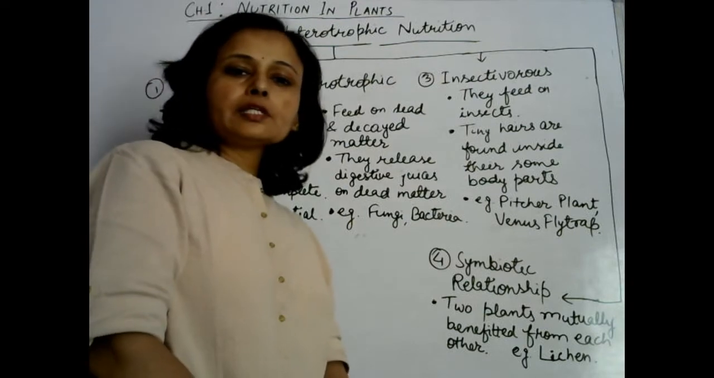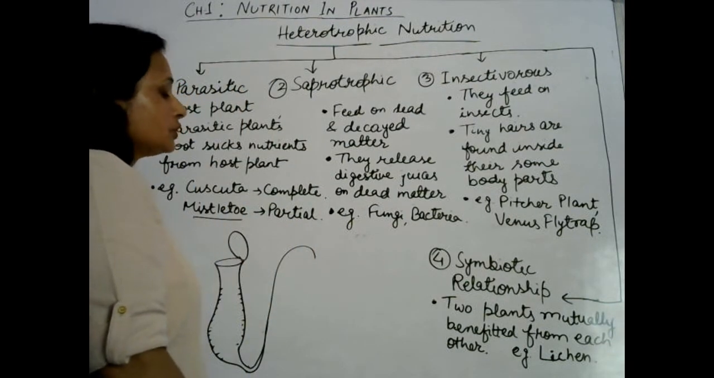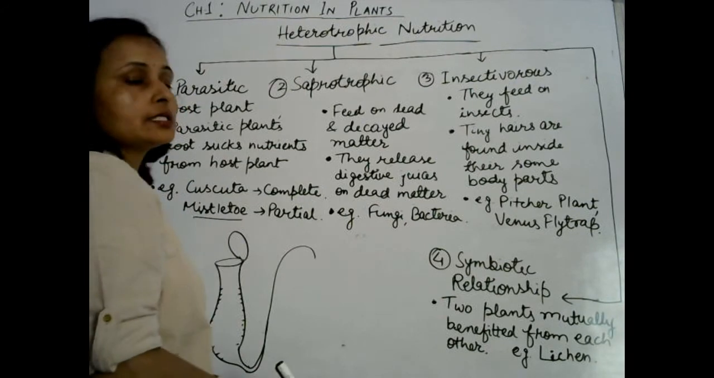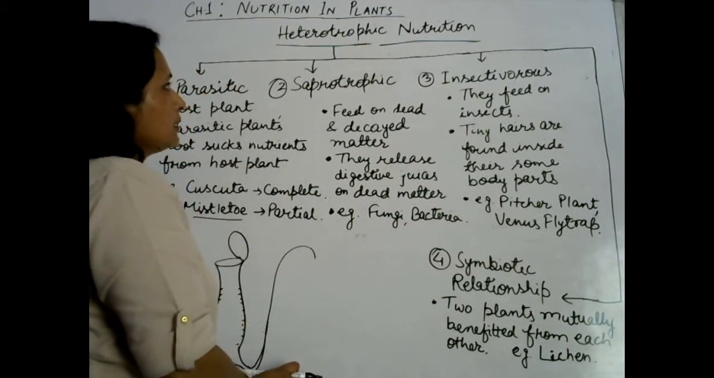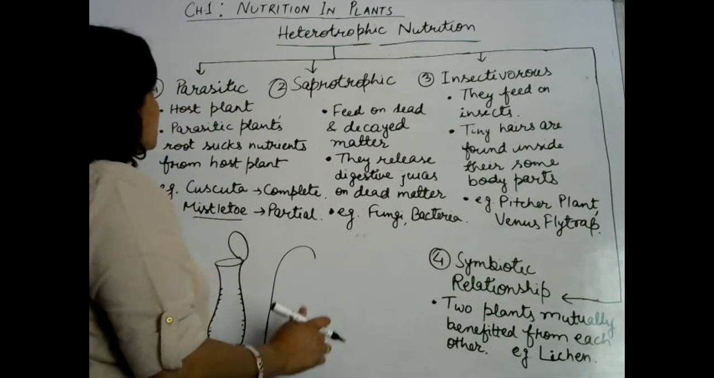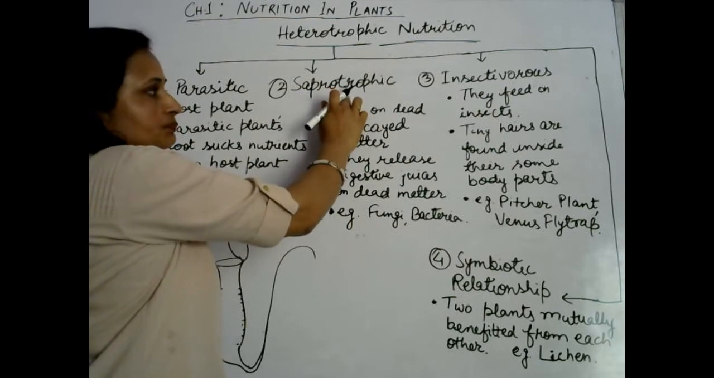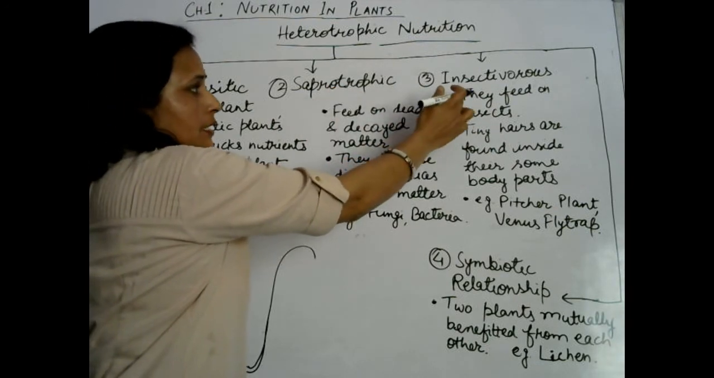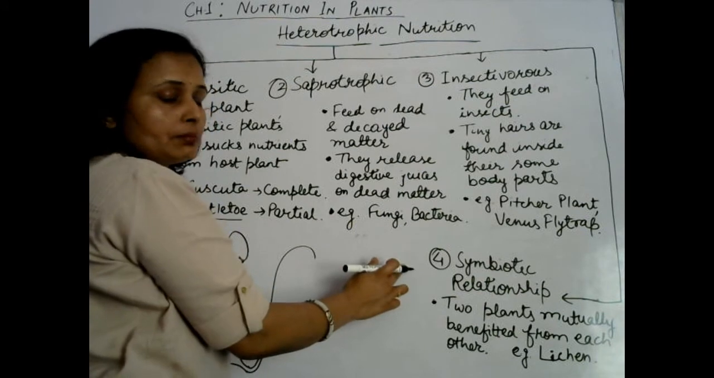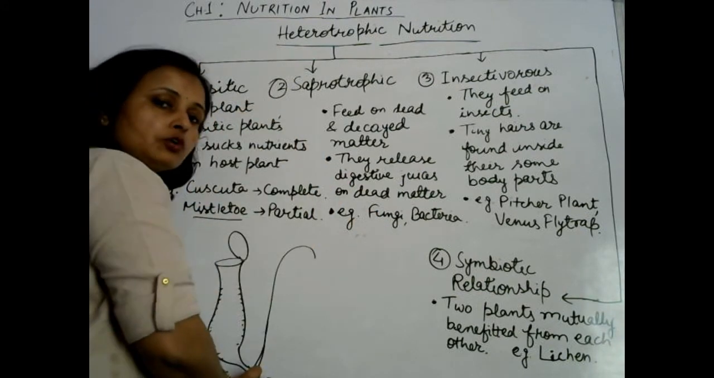That was photosynthesis, and now we'll discuss the heterotrophic mode of nutrition that takes place inside some kinds of plants. There are basically four types of heterotrophic mode of nutrition: parasitic, saprotrophic or saprophytic, insectivorous, and the fourth one is the symbiotic relationship. First, let us discuss the parasitic mode of nutrition.